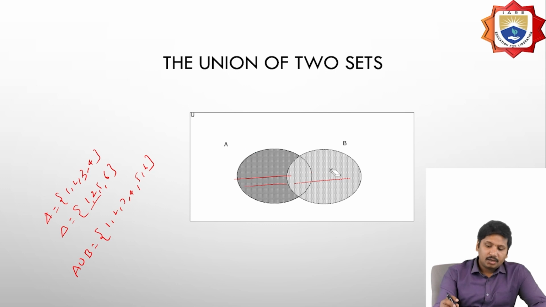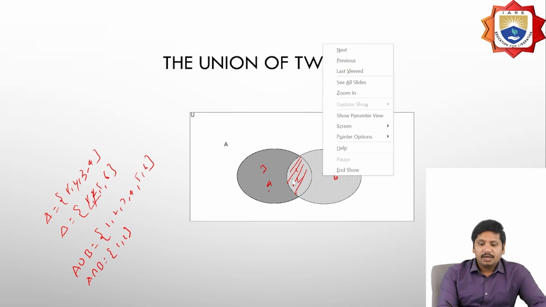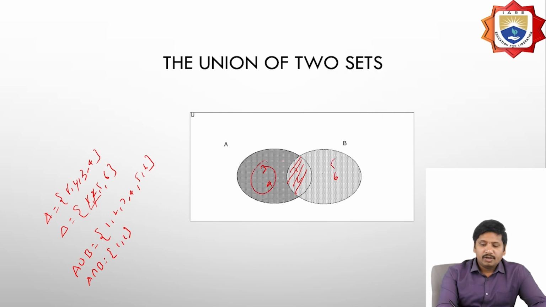That means here I can write set A as 1, 2, and set B should be 1, 2, 5, 6. And similarly I can write A intersection B. So the elements which are common in set A and set B, that is 1. So this should be the intersection part, which is common in set A and set B, and the rest of the elements lie outside it.